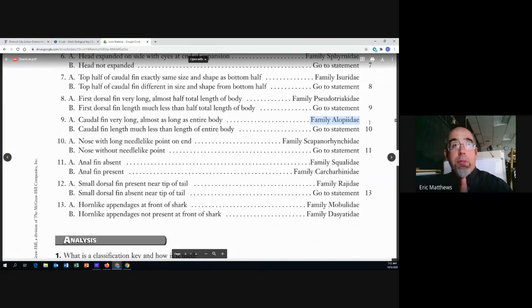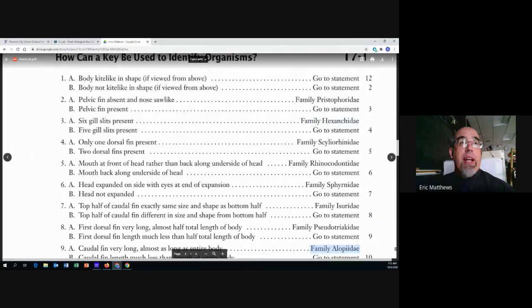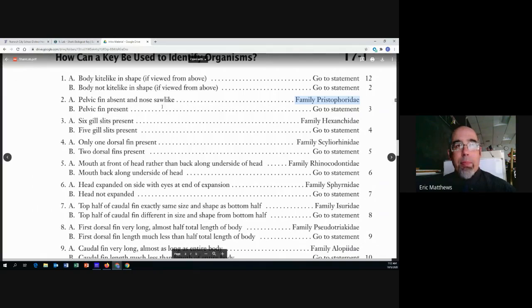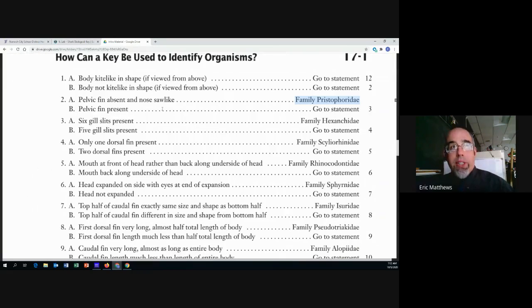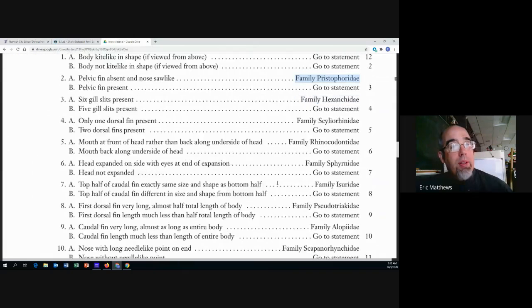Now, that'll be the first part of this lab. Identify all 14 sharks. As you go, it will get quicker and quicker because you'll eliminate more and more families, and that's going to leave you fewer steps that you actually need to read through. So, for instance, once you identify Pristiophoridae here, the pelvic fin is absent and the nose is saw-like, you can skip this one because there's no longer a reason to read it. You've already identified that. Anything that says go to 2, you could go straight to 3. So it will speed up as you go.